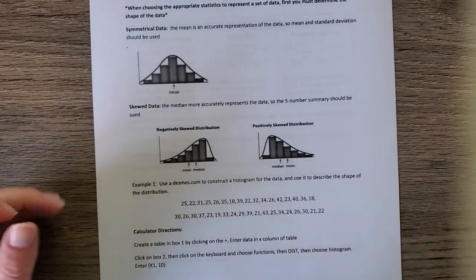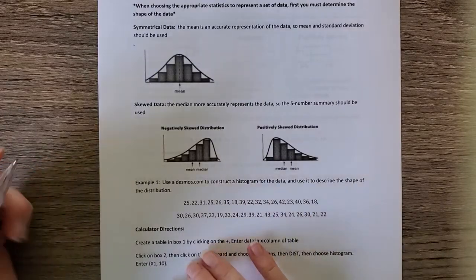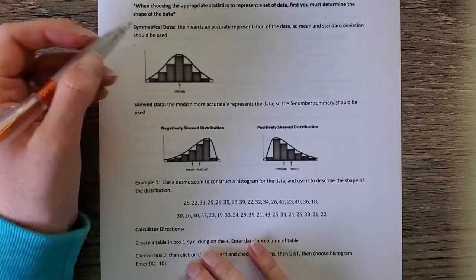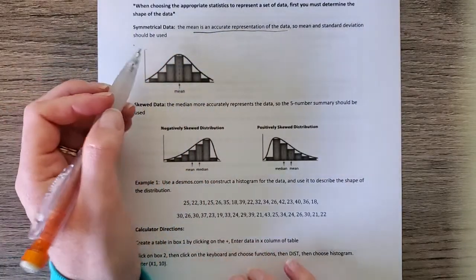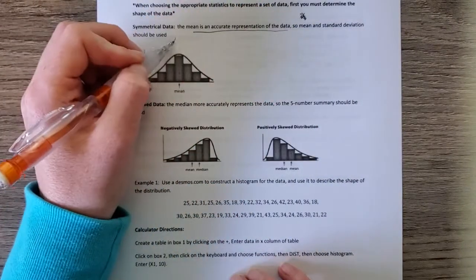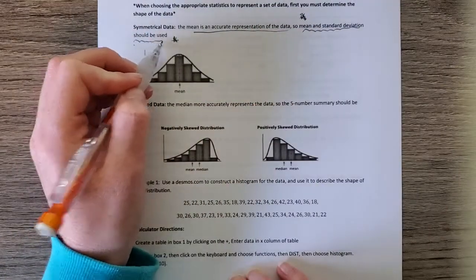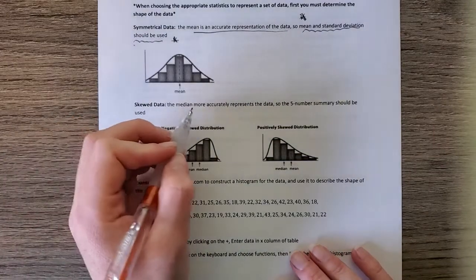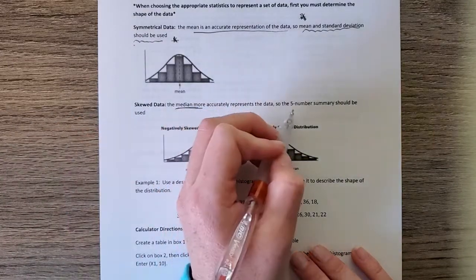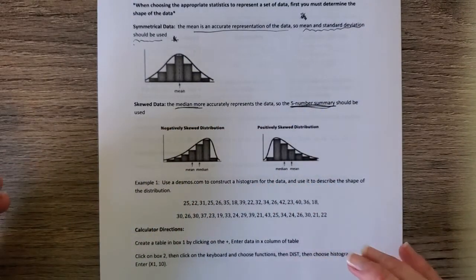When choosing the appropriate statistics to represent a set of data, you must first determine the shape. Symmetrical data, the mean is an accurate representation of the data. The mean and the standard deviation must be used. So if you have symmetrical data, you're going to give the mean and standard deviation as your measures to tell about the data. If you have skewed data, the median becomes more accurate, so you should use the 5-number summary. Now, there's always exceptions, but this is in general.